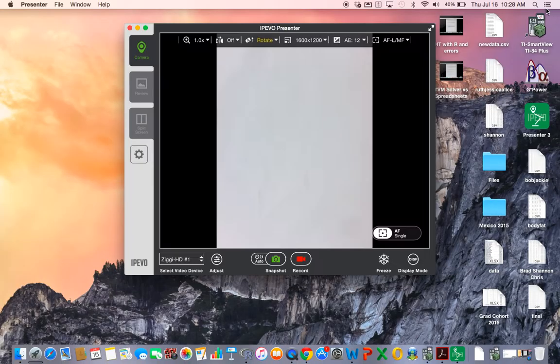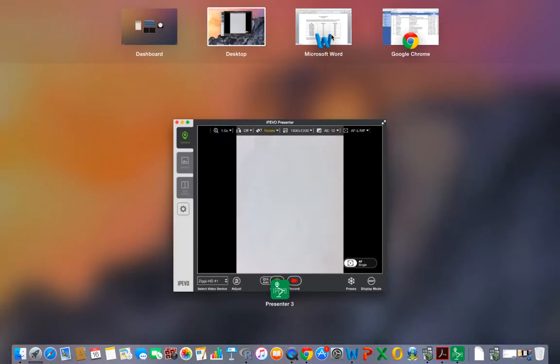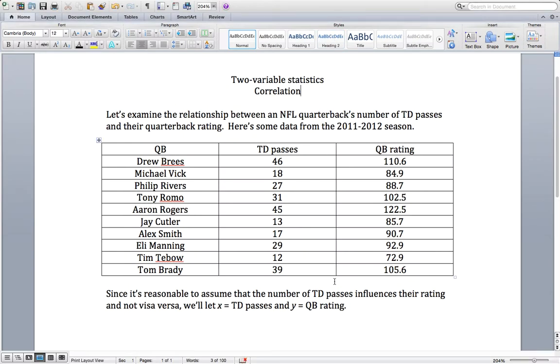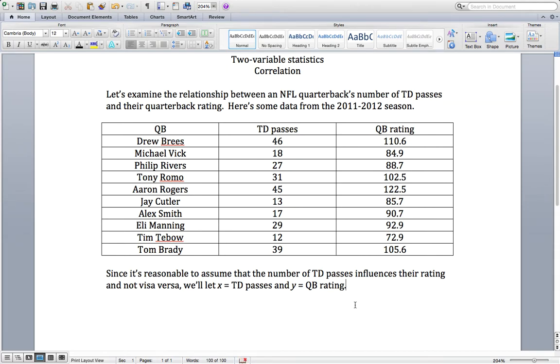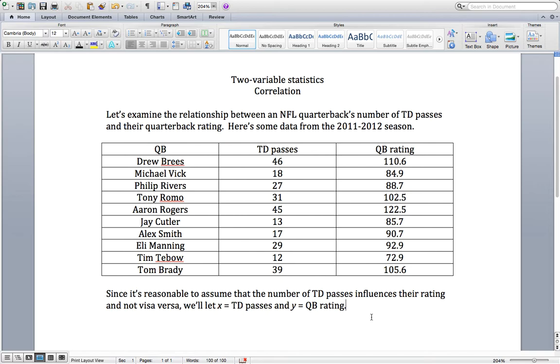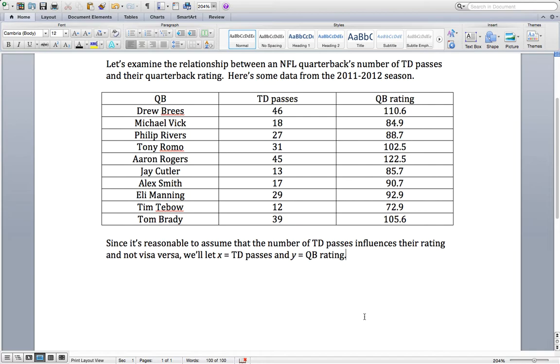All right, now let's just take an example and go from there. I'll upload this to Blackboard, so you'll have this before you watch this video. So this is a problem. Let's examine the relationship between an NFL quarterback's number of TD passes and their quarterback rating. So here are 10 quarterbacks from the 2011-2012 season. And I got this data set from your textbook.